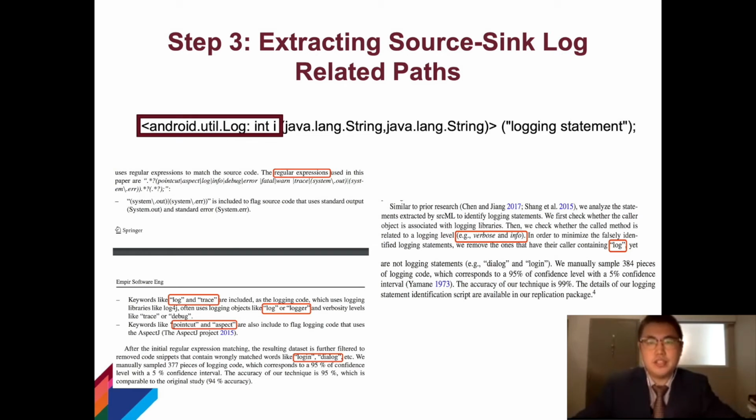So we did the next step, extracting the source-sink log related paths. Before I did this work, I checked the previous research on how they filter the log statement. Normally, they use regular expressions. That means they check whether the statement contains log, trace, logger, verbose, or info. But it has some limitations, because if they check whether the statement contains log or not, there are some exceptions like login or dialog. These statements are not related to log, but they have these letters. So that's why they don't have 100% accuracy.